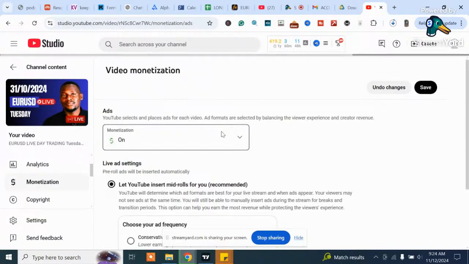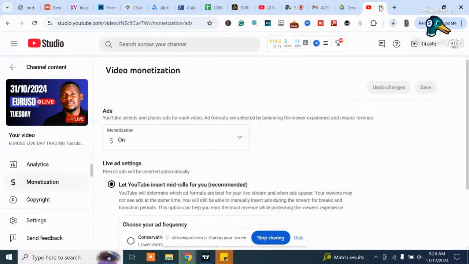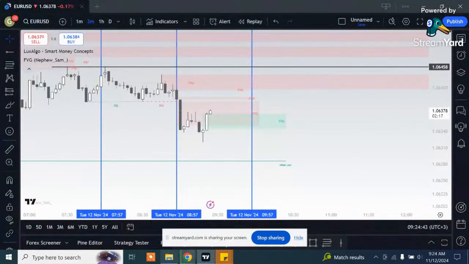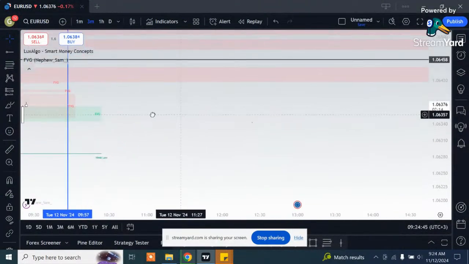Okay, so this is it. Okay, now back to the chart. So basically what I was trying to share with you or show you is how I trade this strategy. It is a very simple strategy on the 1 hour time frame.